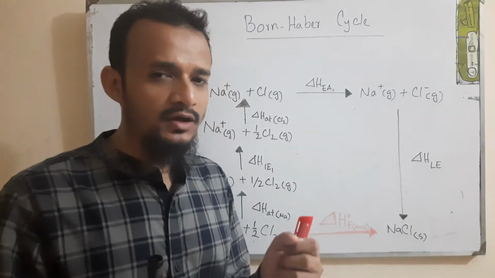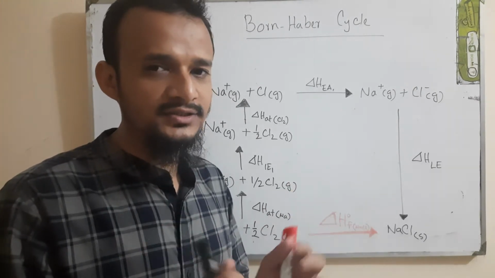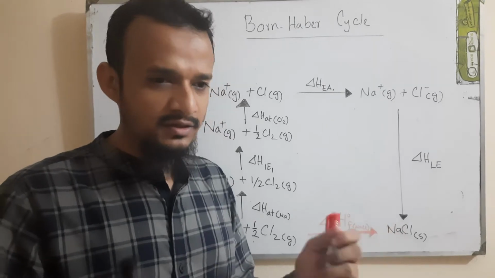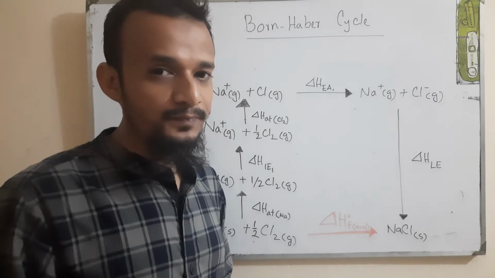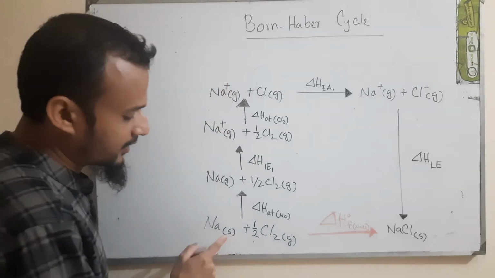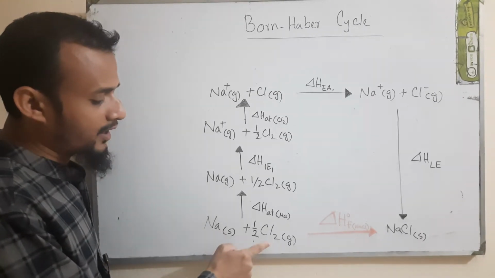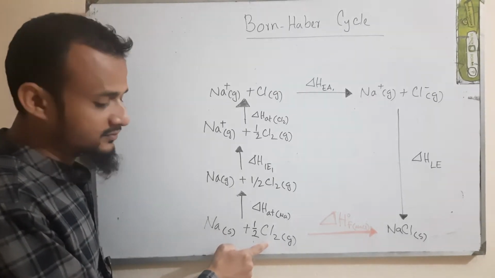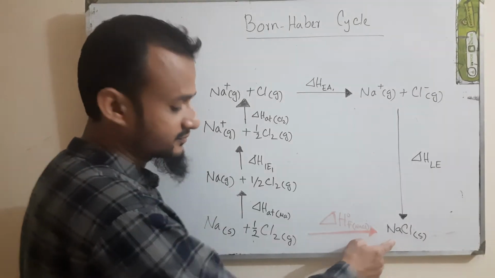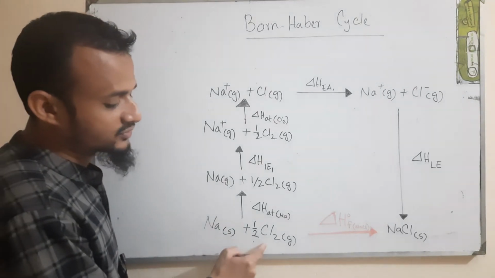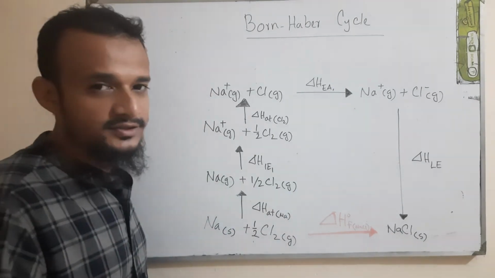Imagine you want to make a solid lattice, 1 mole of solid lattice. What is the best thing to do? Naturally, you're going to add sodium solid and chlorine gas and react them together to make 1 mole of sodium chloride. So Na solid plus half Cl2 gas is equal to NaCl solid.